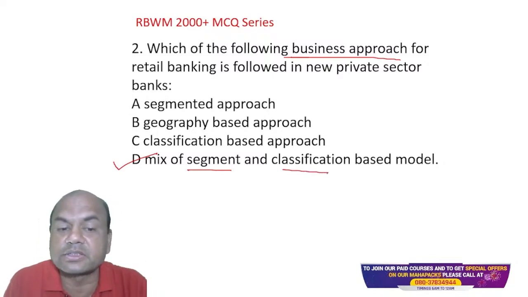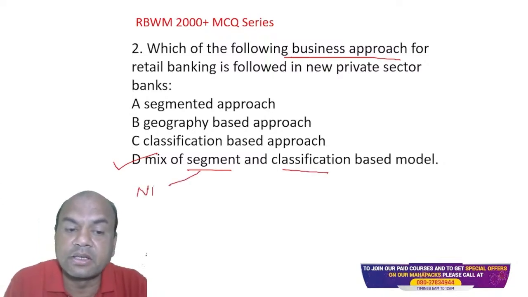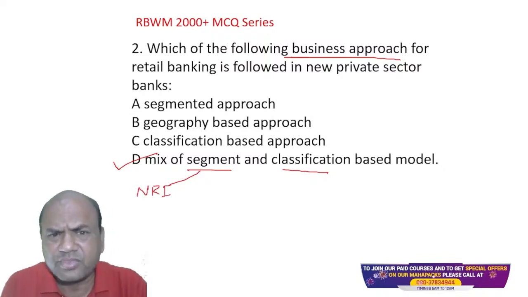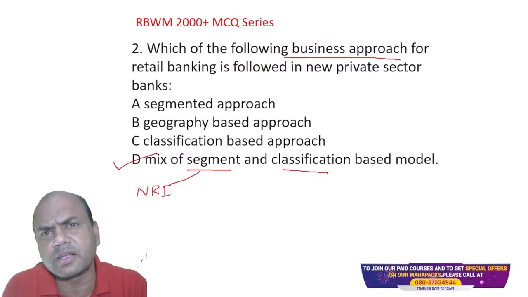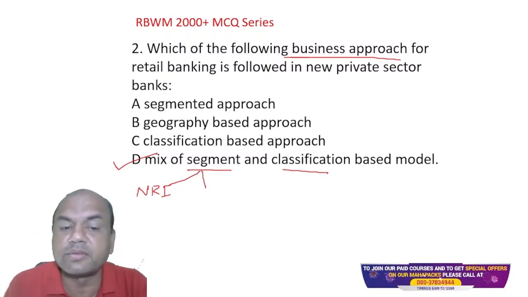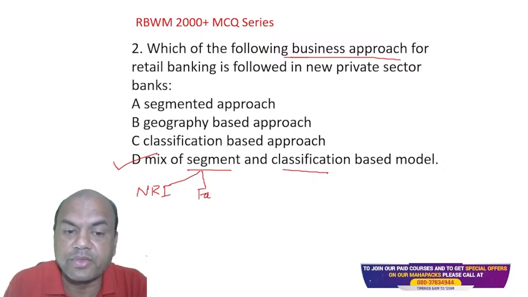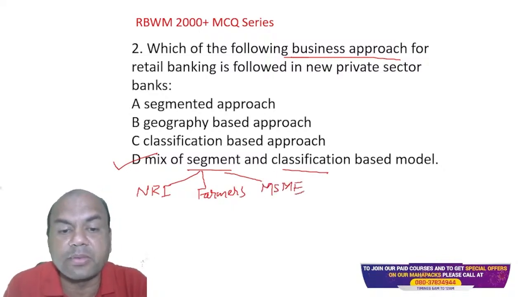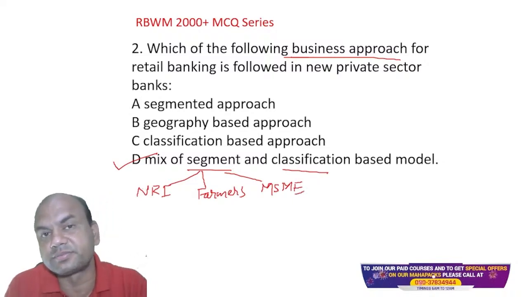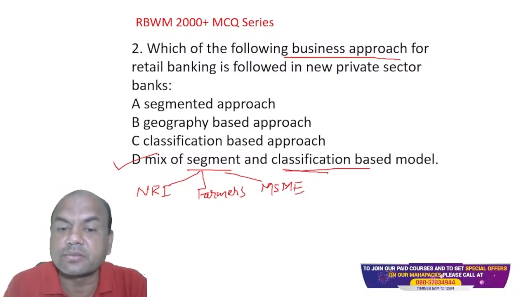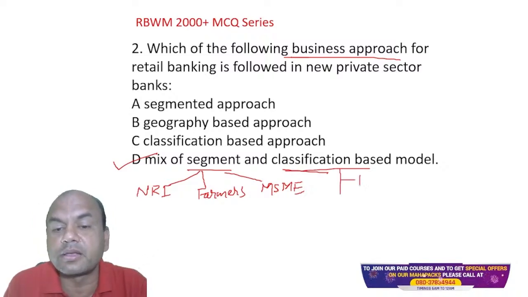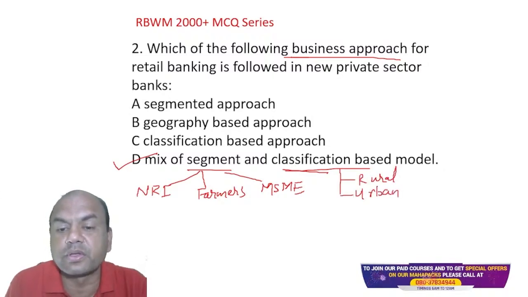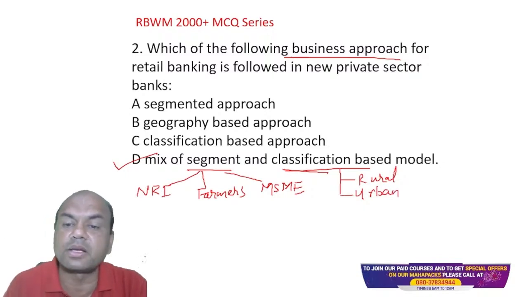Segment means it depends on the customers. If I am having NRI customers, some branches have only NRI customers. Some branches have only Kisan customers, farmers. Some branches have only businessmen, SMEs or MSMEs. Depending on that, the branch is classified as per the customer base. Second is classification base. Classification means this is a rural branch, this is an urban branch, semi-urban, and so on. So this mix of segment and classification is followed.